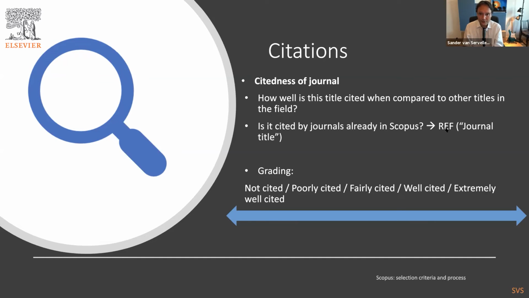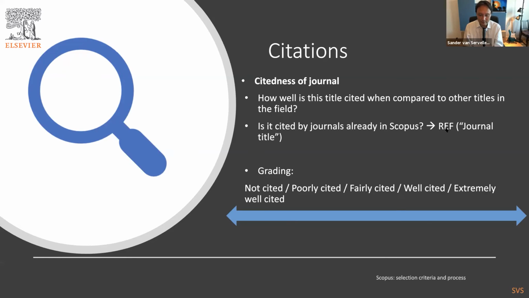evidence to suggest that the journal is impactful, right? So journals which are very highly cited by papers in Scopus, it's hard for us not to accept them unless there's a fundamental problem with the quality, or it's predatory or whatever. So having citations really helps, but it's only one of the criteria.